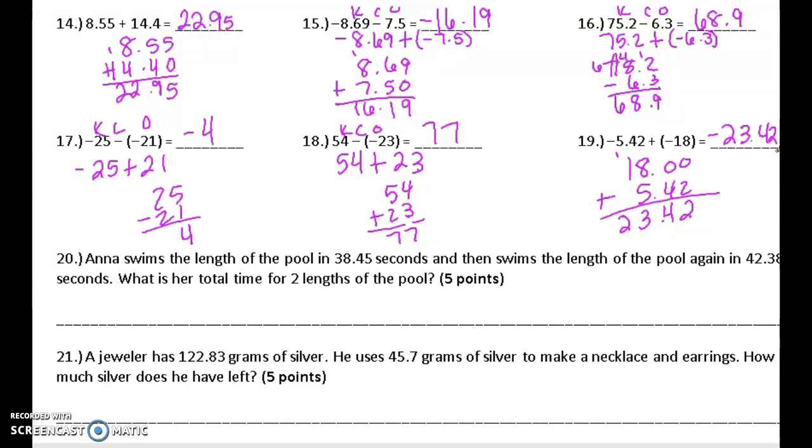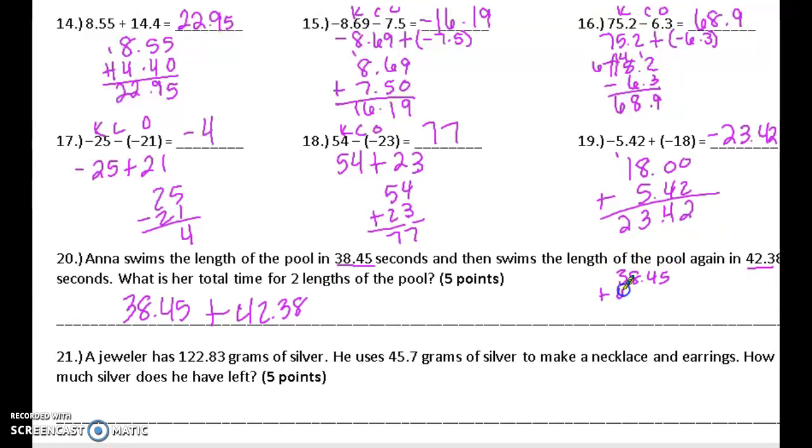Anna swims the length of the pool in 38.45 seconds and then swims the length of the pool again in 42.38 seconds. What is her total time for the 2 lengths of the pool? So this is 38.45 plus 42.38.